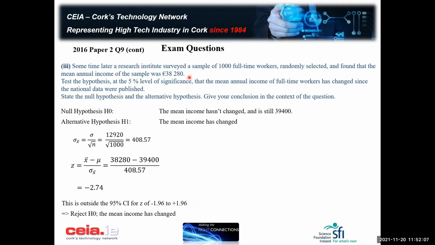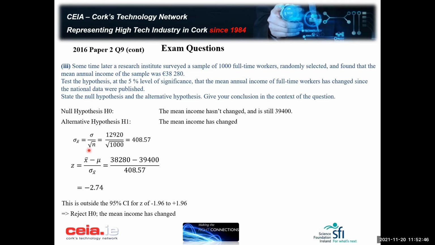So this sample gives you this mean, and this mean is different from the other mean that we were working with, the previously measured mean, which was 39,400. So they say state the null hypothesis. The null hypothesis is that the mean income hasn't changed, that it is still the old value of 39,400. And the alternative hypothesis is that the mean income has changed based on this new measurement.